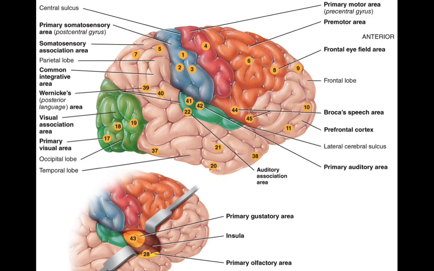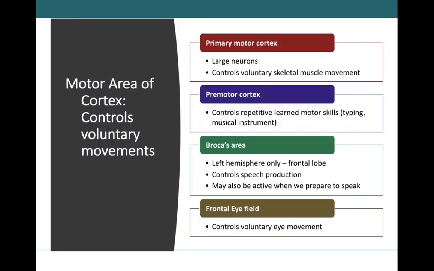Now we also have a couple different areas that are going to help with speech. We have Broca's area, and we have Wernicke's area. Broca's area is the part of our brain that helps us to produce speech. When we are talking, Broca's area is going to be stimulated. So as I record this video for you all right now, my Broca's area is going to be lighting up.